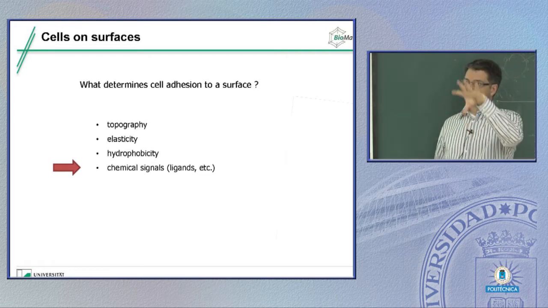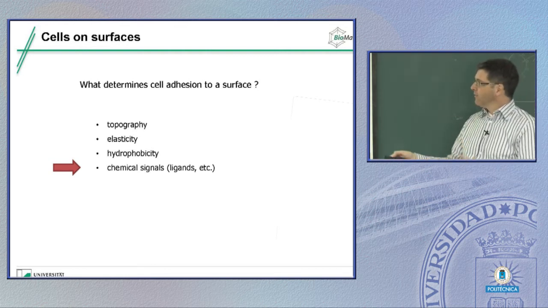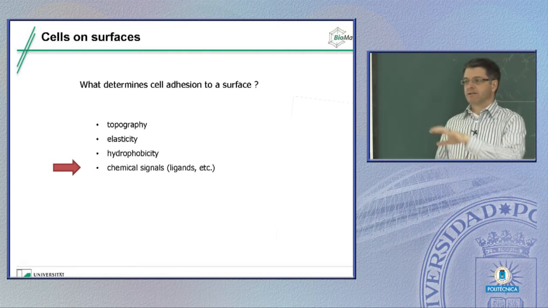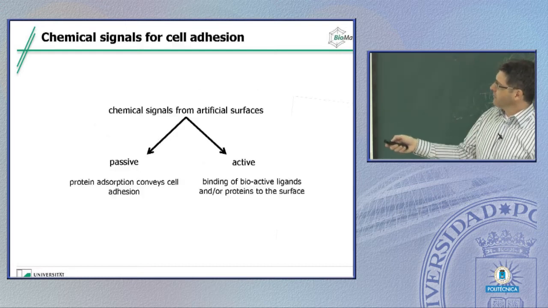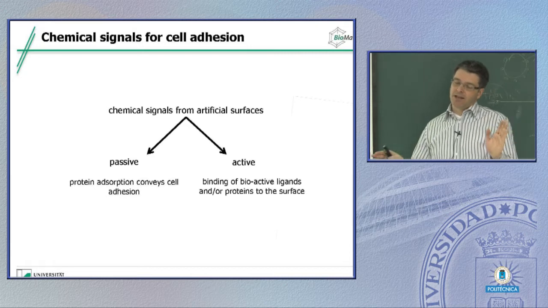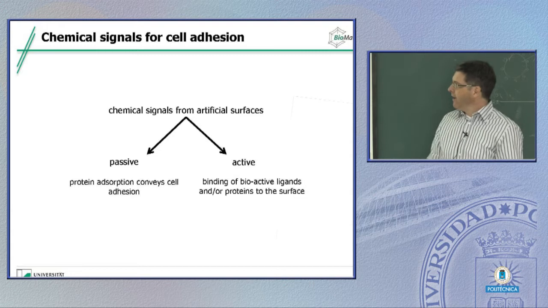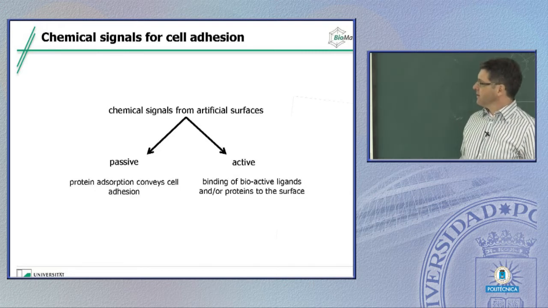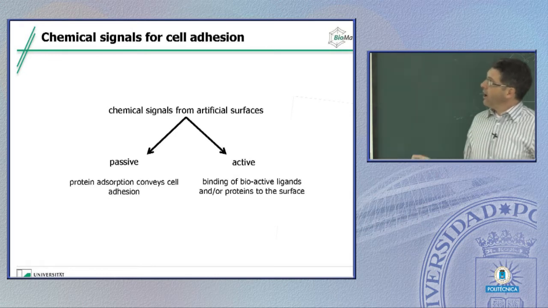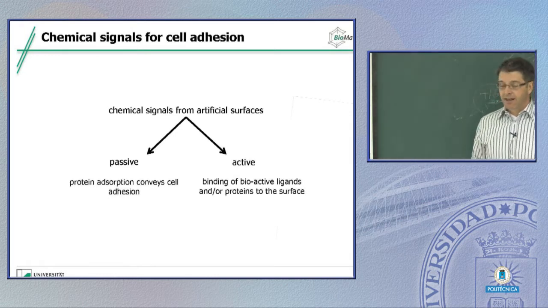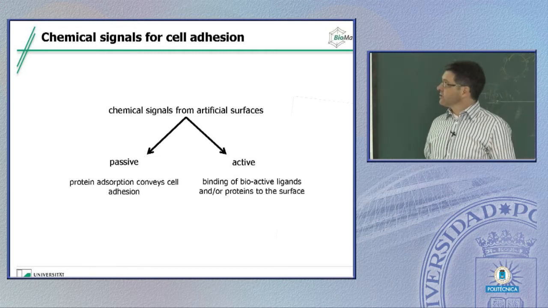So skin cells, keratinocytes, and fibroblasts, they actually like different types of chemical signals than bone cells, than muscle cells, and so on. So with this trick, actually, you can manipulate and you can actually attract a specific cell type, and you can differentiate between different cells. So therefore, I would like to focus on that a little bit more. Chemical signals for cell adhesion. What could be chemical signals from artificial surfaces?